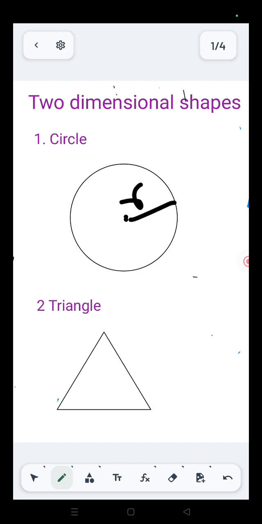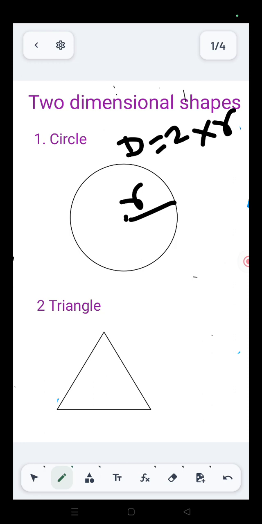Now another part is the diameter. The diameter is the maximum distance. It is the maximum chord, which passes through the center, and it is two times the radius of the circle. So the diameter is two times the radius, or we can say that the radius is half of the diameter. So we have discussed the parts of the circle, radius and diameter.